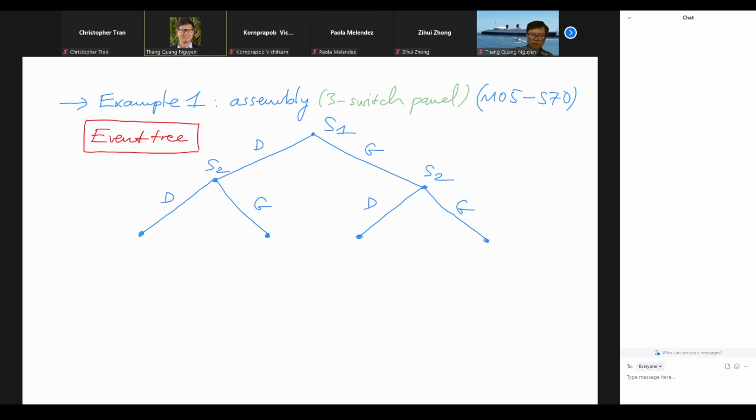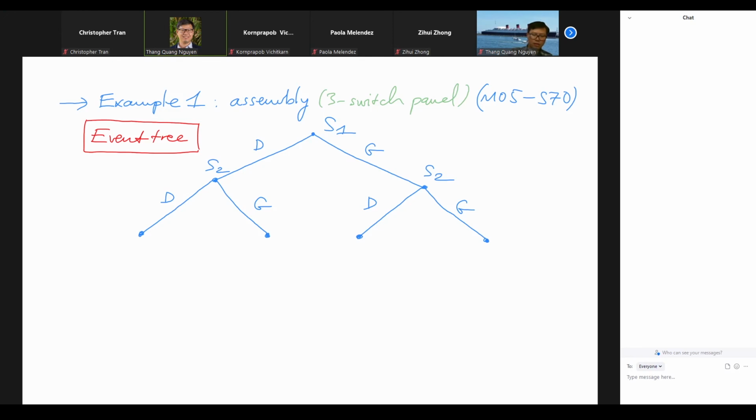And then we have defective or good, depending on what happens earlier at the first stage. But either way, the second station is independent of the first station, or in other words, the outcome of the second switch is independent of the first switch.